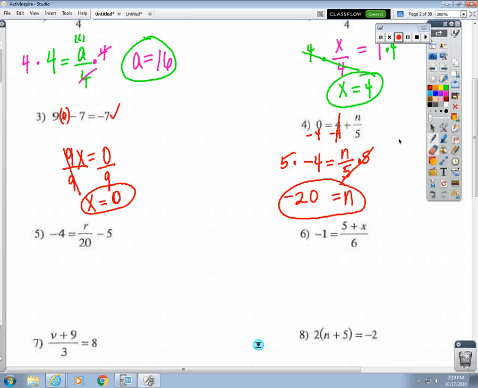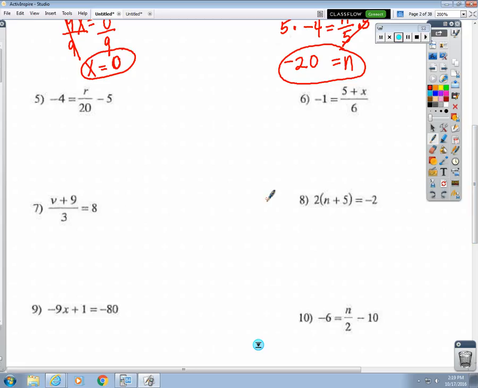Okay, now let's check it. If I plug in a negative 20 right here, what's negative 20 divided by 5? Negative 4. And what's negative 4 plus 4? 0. So it works.